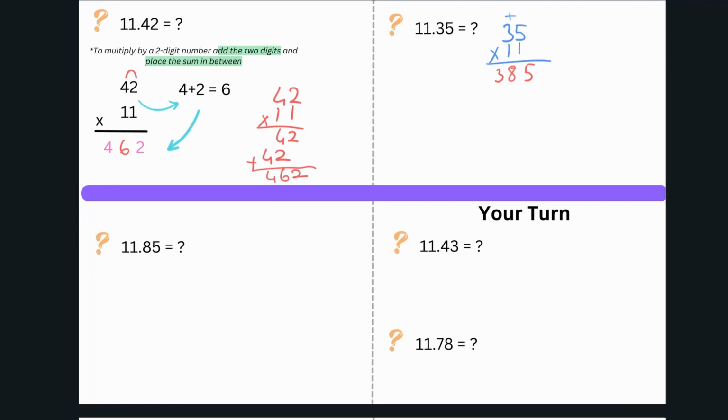So the sum of two digits won't always be a single digit. Let's see an example where the sum is double digit. 85 times 11. We can do 8 plus 5 here. We know it's 13. So as we did before, you just write 8 and 5. This time you write 3 in the middle and carry over the 1. This will become 9. Here it's your turn to do these. Pause the video, write on a piece of paper, and later check with a calculator.